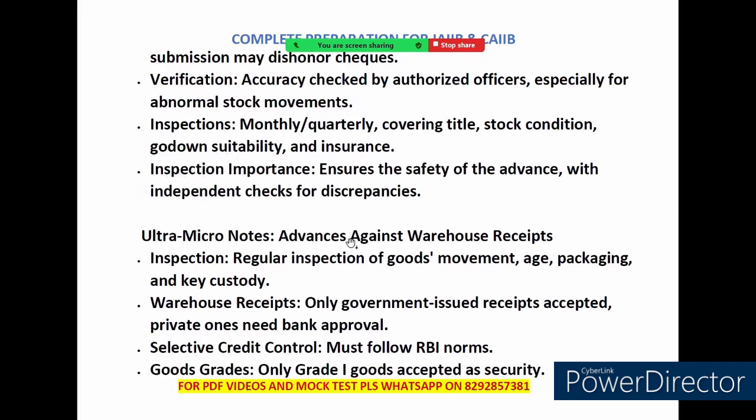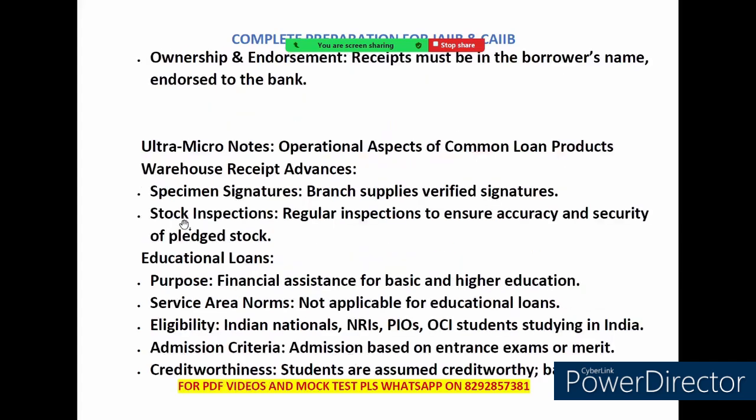Now, advance against warehouse receipt. Regular inspection checks the goods' condition and movement. Only government issued receipts are accepted for loan. Private ones need bank approval, right? And only top quality goods can be used as security. On goods grades, only grade 1 goods should be accepted as security, that is called top quality. The receipt must be in the borrower's name and endorsed to the bank.